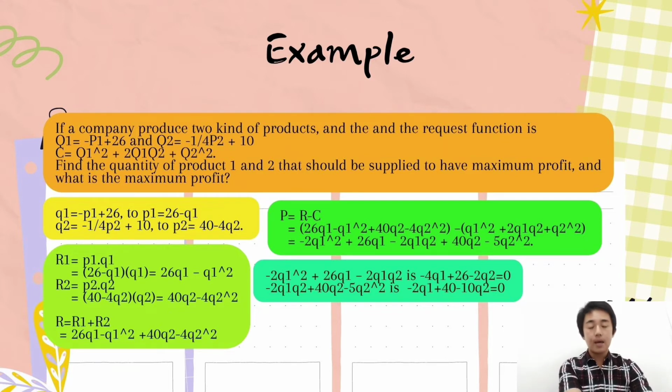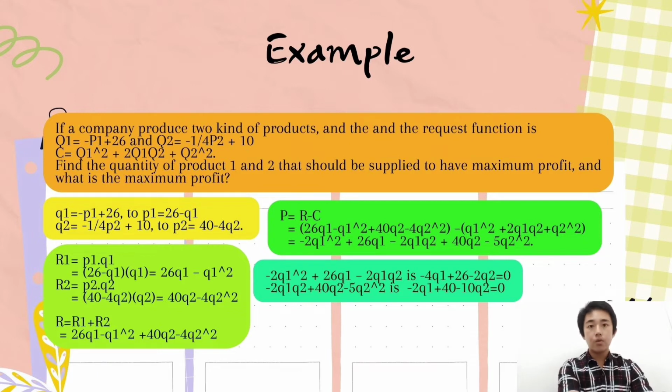So the revenue formula is P times Q, where we're going to look for revenue 1 and 2, then we could look for the total revenue for both products. So R1 equals P1 times Q1. P1 is 26 minus Q1, and Q1 we just put as it is. So 26 minus Q1 times Q1 equals 26Q1 minus Q1 squared. And revenue 2 is also the same, so P2 times Q2, so it is 40 minus 4Q2 times Q2, so it is 40Q2 minus 4Q2 squared.